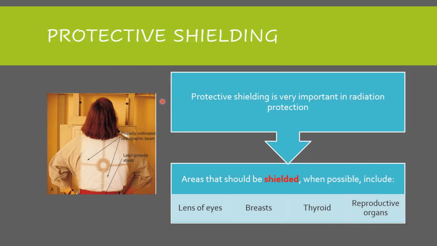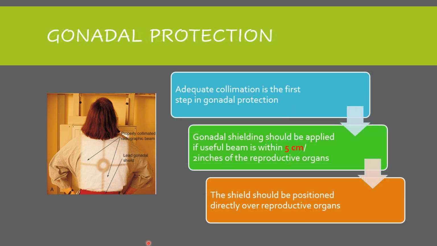Protective shielding. Protective shielding is very important in radiation protection. Areas that should be shielded when possible include the lens of the eye, breasts, thyroid, and reproductive organs. Gonadal protection. Adequate collimation is the first step in gonadal protection. Gonadal shielding should be applied if the useful beam is within 5 centimeters or 2 inches of the reproductive organs. The shield should be positioned directly over the reproductive organs.